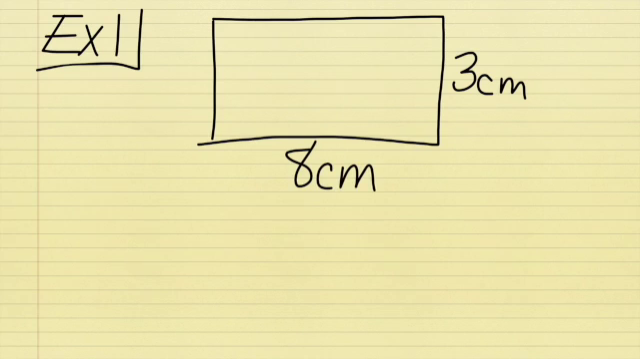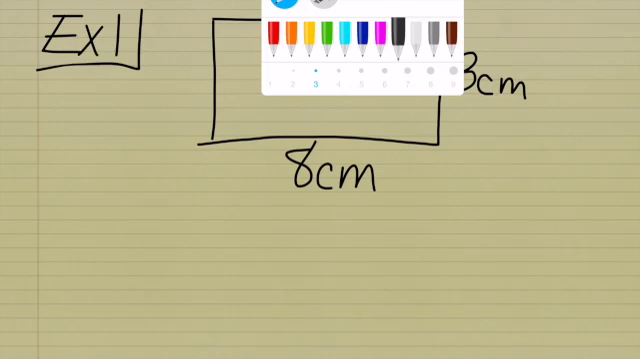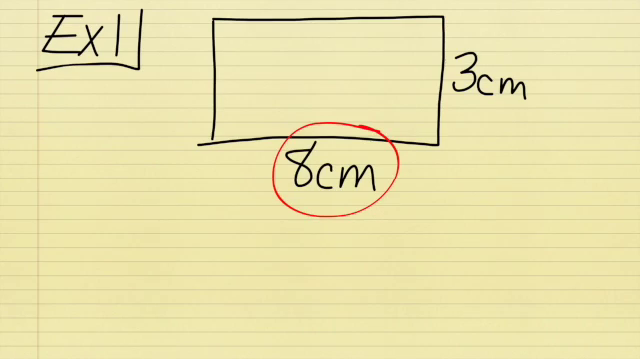Okay, so here's what we got to do. And you're going to fight me on this, but you got to do it because it's going to help you become a pro at this. How do you find the area of a rectangle? A lot of you are going to tell me that you need to do 8 times 3, and you multiply those. And you would be correct.